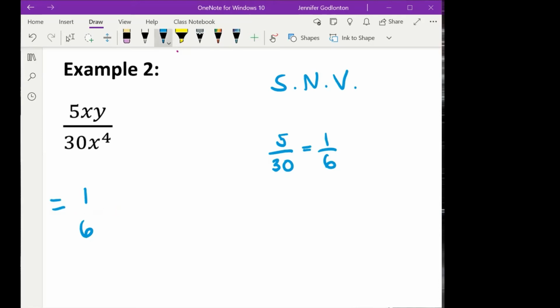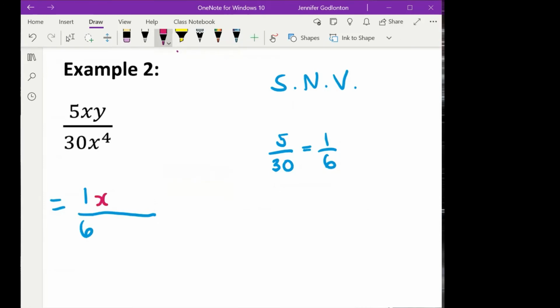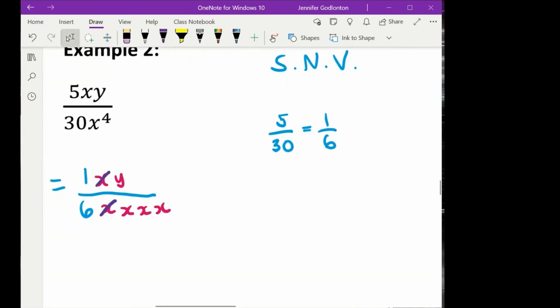Now, at this point, if you're feeling confused with your variables, I can't recommend enough for you to write them. So I've got xy at the top, and then I've got 4 x's at the bottom. And I can see, well, this x can cancel with that x, and then we just write out exactly what we have left. So I've got 1y at the top, and I don't need to have that 1. I can just write y if I'd like to, all over 6x to the power of 3.